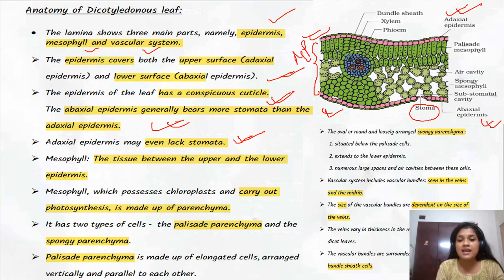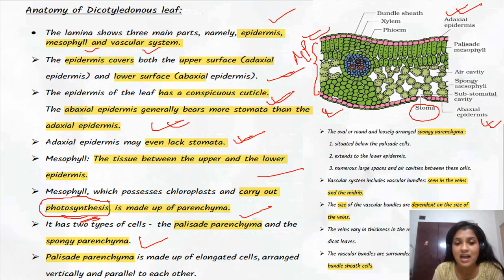Mesophyll is again divided into two, palisade and spongy. What is the main function of mesophyll? Mesophyll consists of chloroplasts. The reason the leaf is so important to us and to the whole ecosystem is this mesophyll. It carries out photosynthesis. Now it has two types of cells, palisade and spongy.